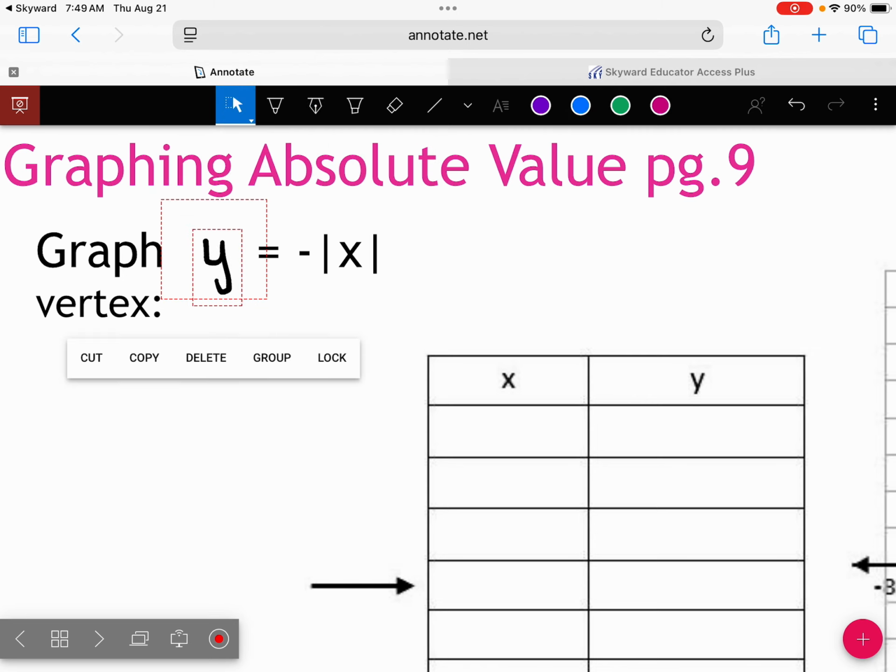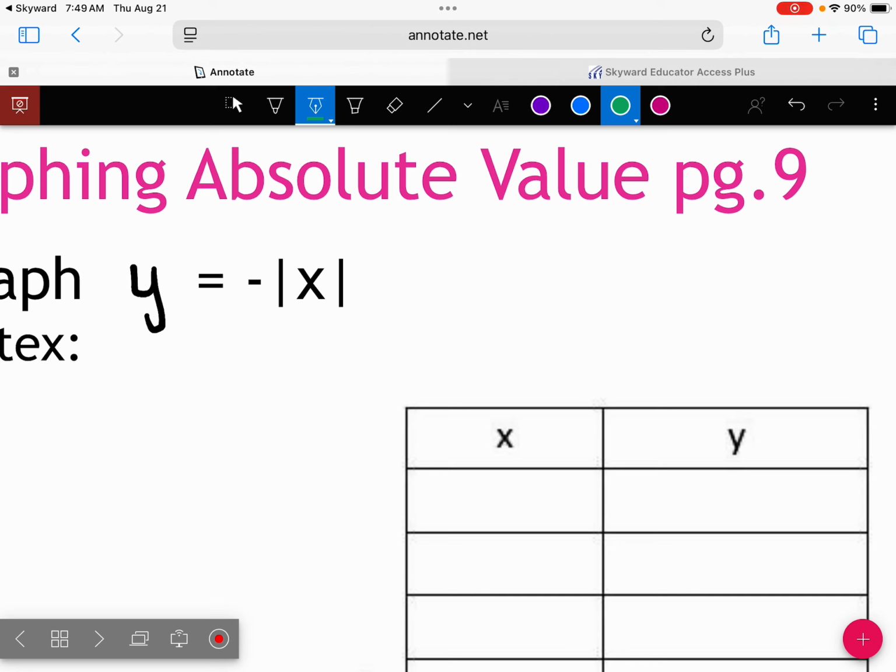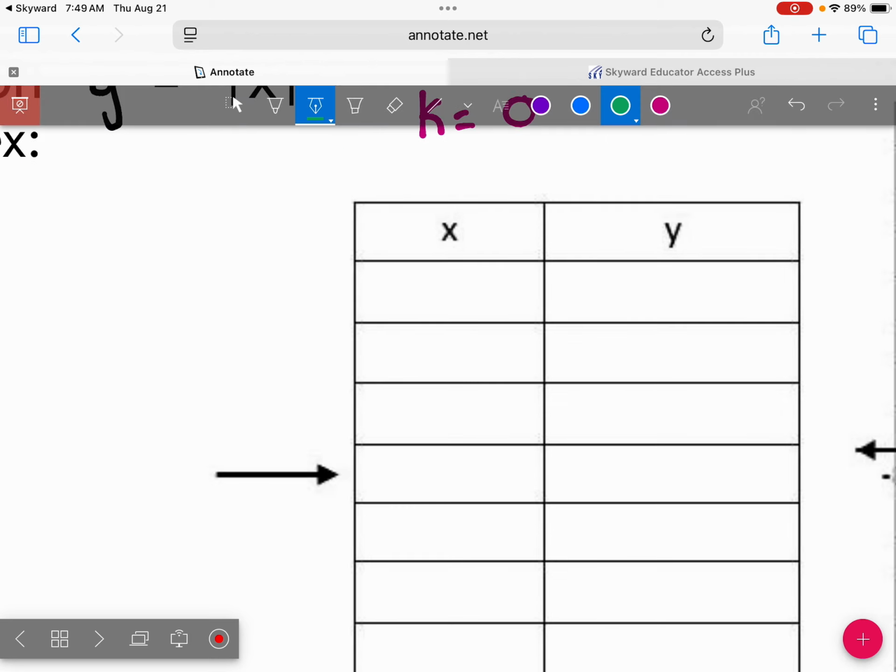So first thing we need to figure out is what's our vertex? Where am I going to start? I'm going to say what's my h and what's my k? 0 and 0. So it has the exact same vertex as the last one. So my h is 0 and my k is 0.